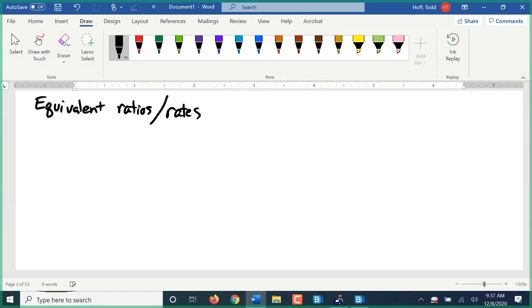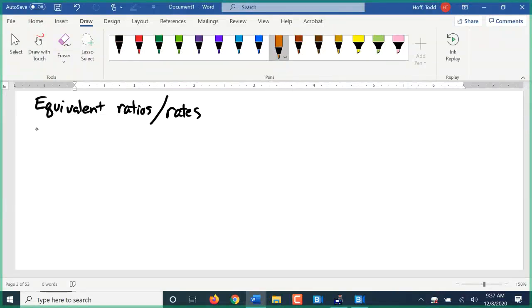Now remember, the difference between a ratio and a rate is a ratio compares two numbers with the same labels or same units. So there's no units in the ratio itself. A rate compares two numbers with different units or different labels. So we do have to have labels within the rate itself. But let's look at ratios.